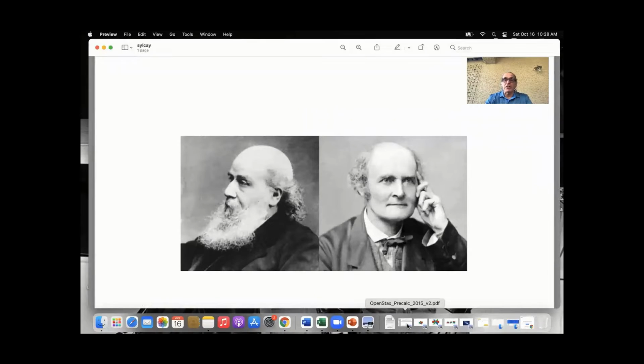Two mathematicians, and you see them here. On the left, James Sylvester, mathematician, started the American Journal of Mathematics. On the right, Arthur Cayley, mathematician, lawyer, mountain climber. Two very different people lived at the same time and simultaneously invented matrices.